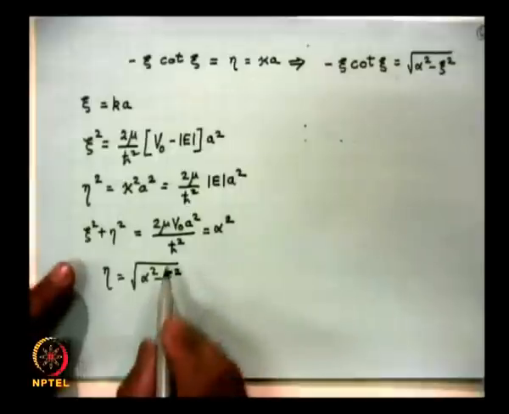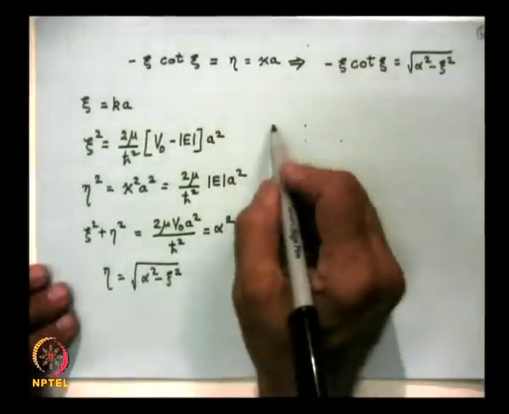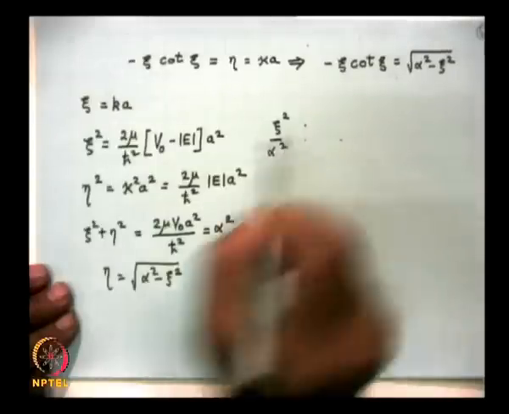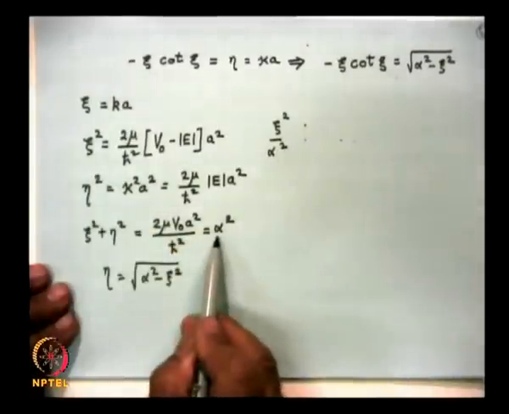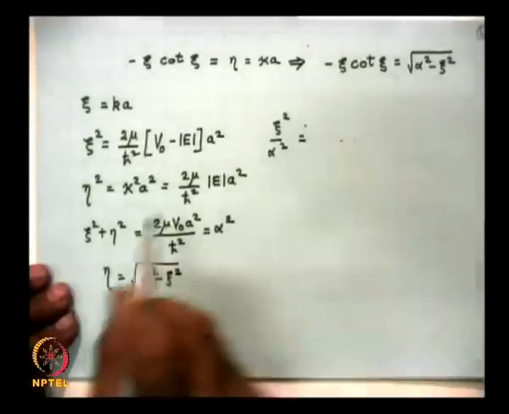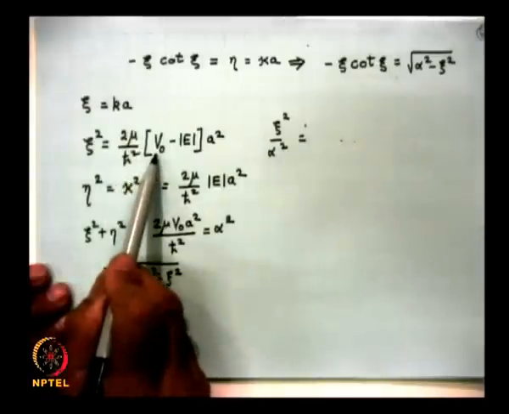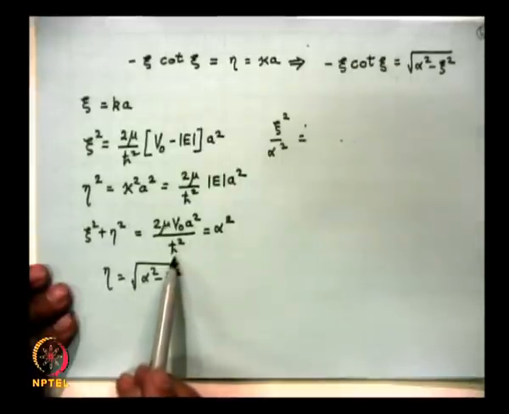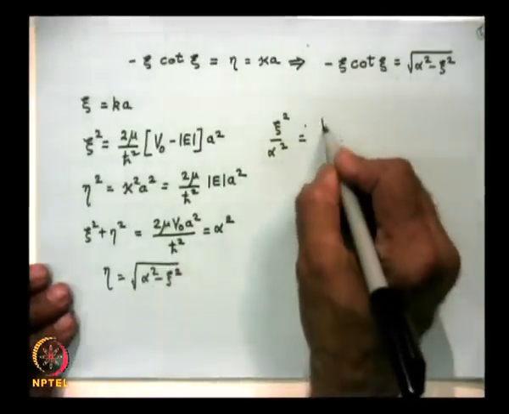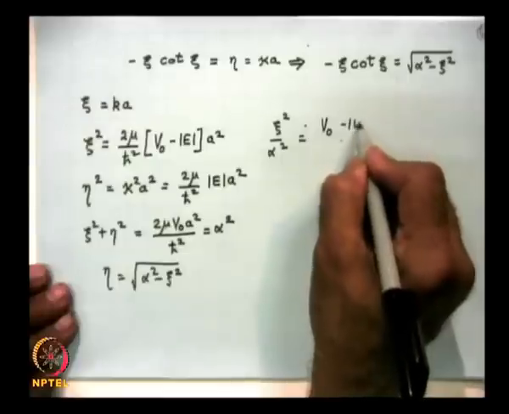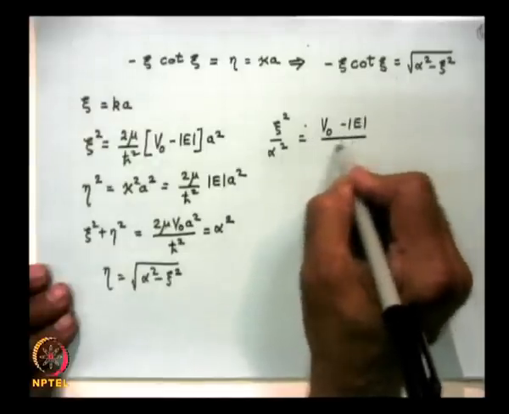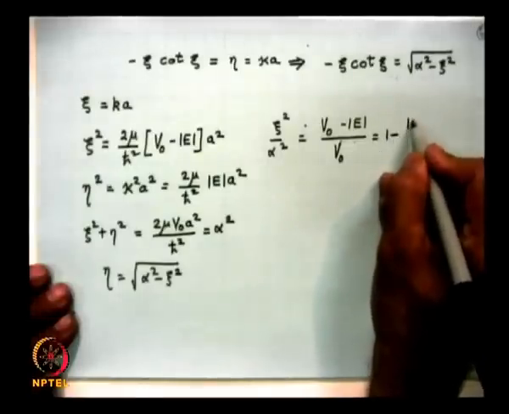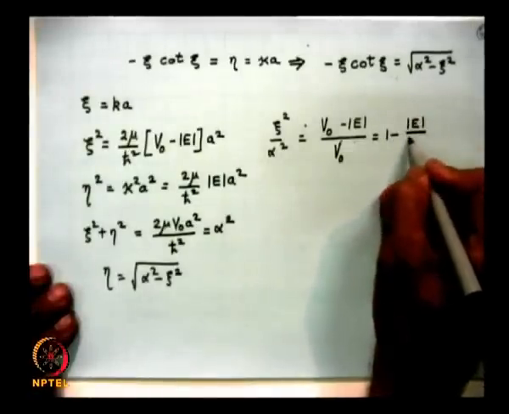Okay. For example, if I divide xi square by alpha square, please see this, you will have 2 mu by h cross square times V 0 minus mod E, A square, divided by 2 mu V 0 A square by h cross square. So, this will be V 0 minus mod E divided by V 0. So, this will be 1 minus mod E by V 0.